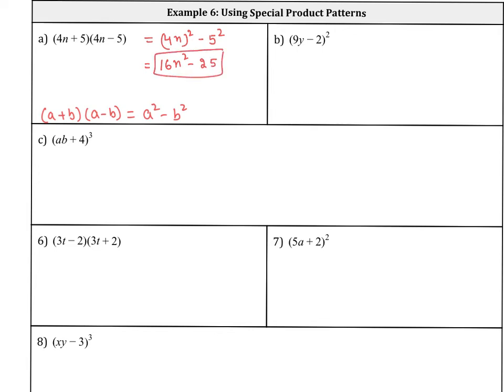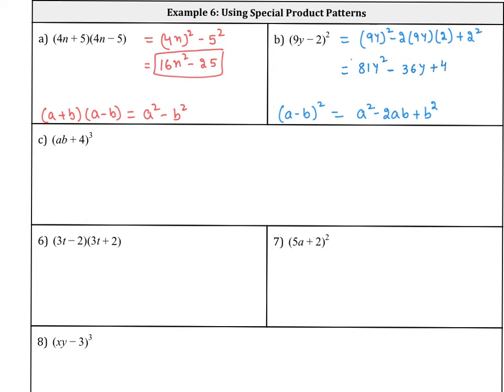For letter B, I'm using the formula a minus b squared, which is equal to a squared minus 2ab plus b squared. Now I'm going to plug in a as 9y, so it's going to be 9y squared minus 2 times 9y times 2 plus 2 squared. So that's going to be 81y squared minus 36y plus 4. So that's going to be your final answer.